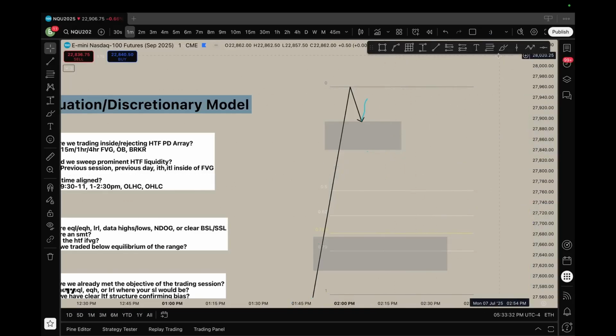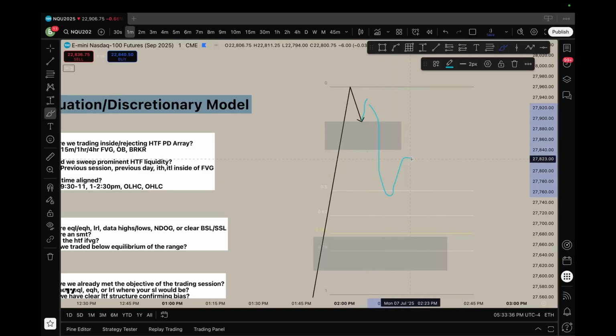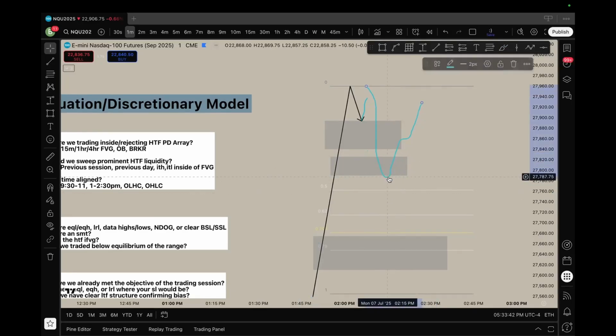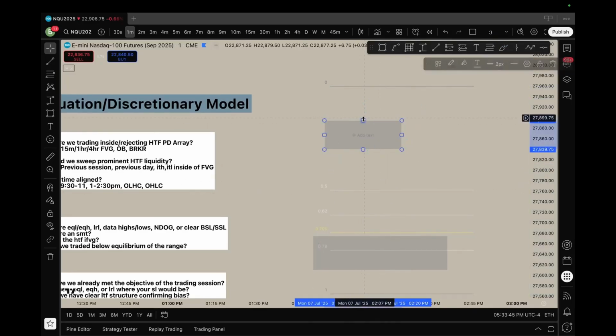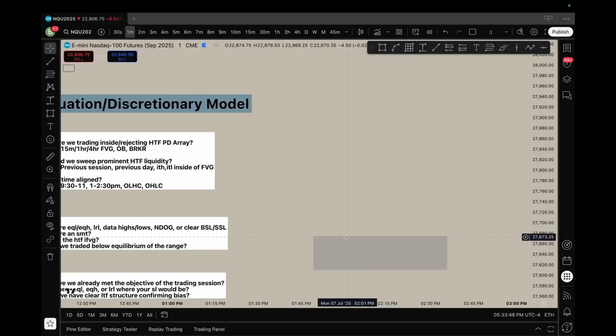But obviously, the ideal A+ scenario is for price to go down, hit discount, and then trade higher. But if we have a fair value gap like the second one here, and then we don't hit discount, it's okay. So again, I'll show you guys more examples from that. But let's get into the next one here.